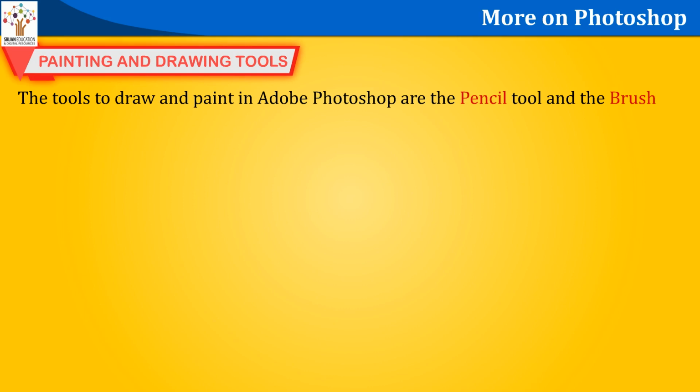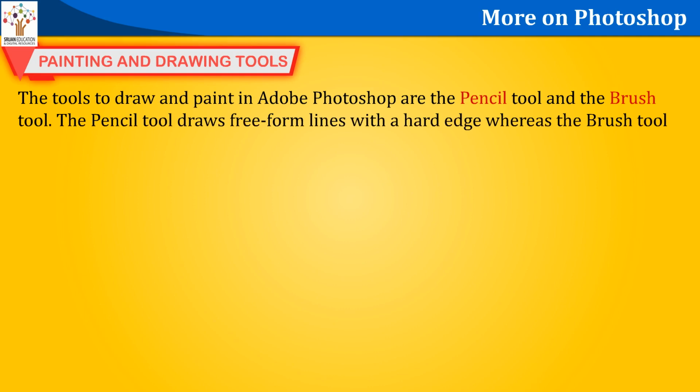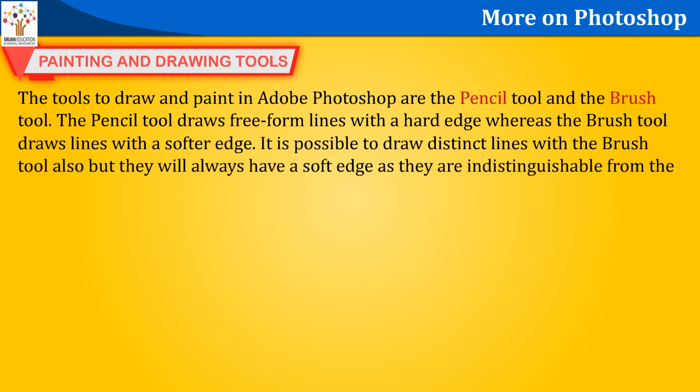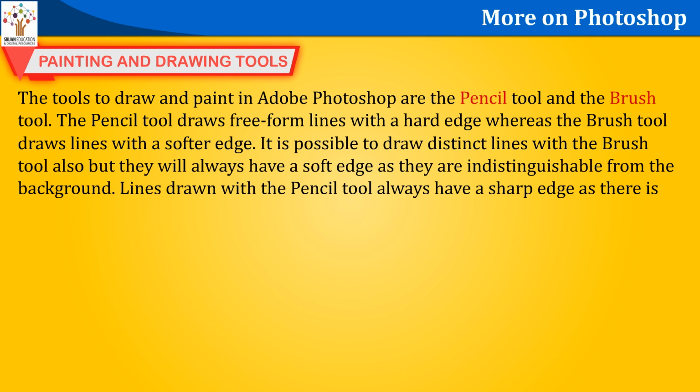Painting and drawing tools. The tools to draw and paint in Adobe Photoshop are the pencil tool and the brush tool. The pencil tool draws freeform lines with a hard edge, whereas the brush tool draws lines with a softer edge. It is possible to draw distinct lines with the brush tool also, but they will always have a soft edge as they are indistinguishable from the background. Lines drawn with the pencil tool always have a sharp edge, as there is no interaction with the background.